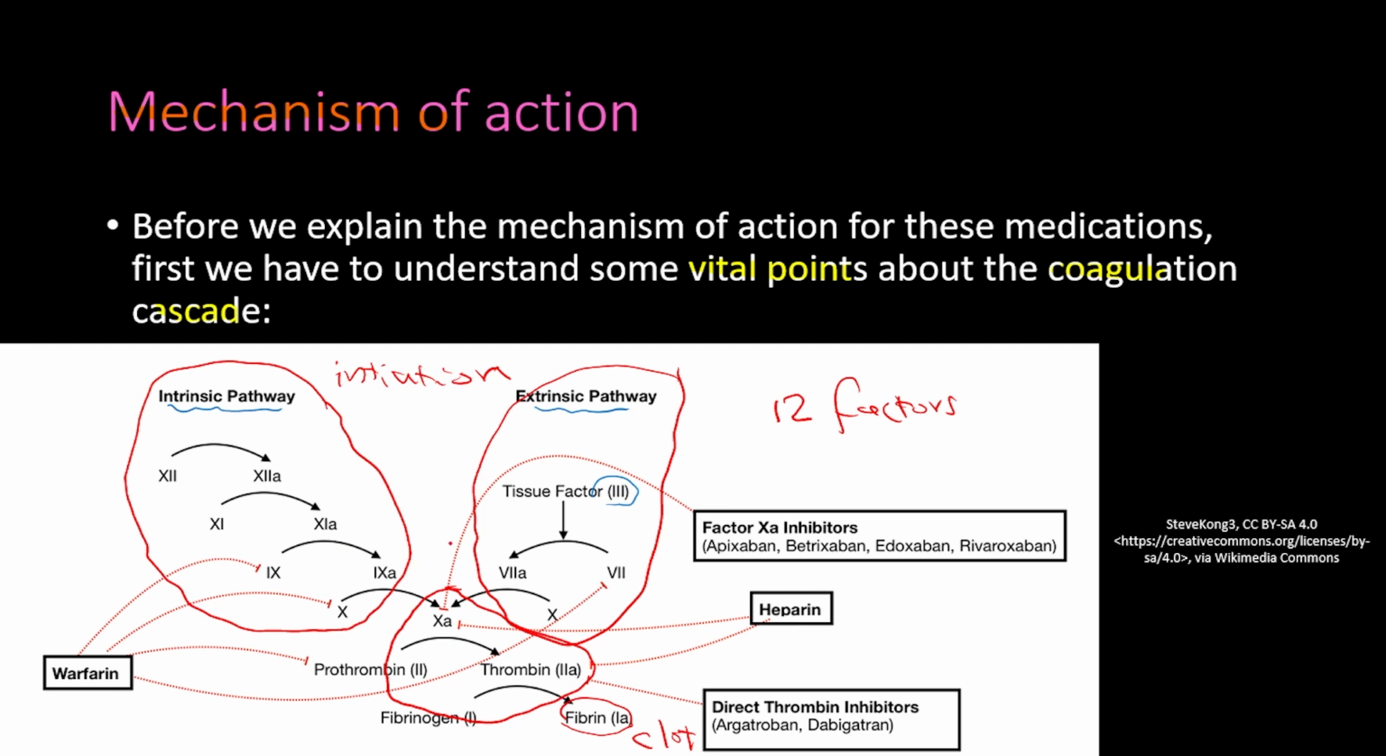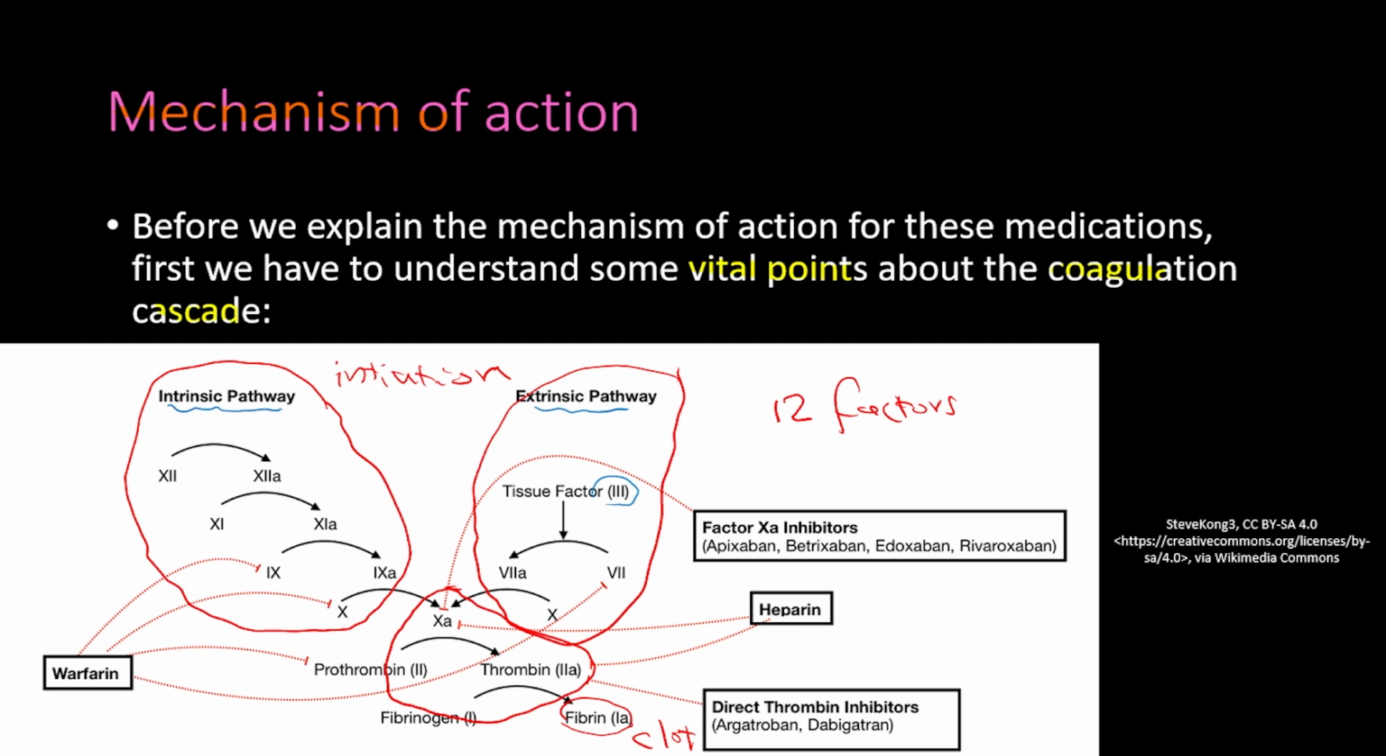Now, inhibition of any of these factors is what we call anticoagulation. So we can inhibit any of these factors to anticoagulate, but it is best to inhibit factor 10 or factor 2 because those factors are involved in the common pathway, meaning that both the extrinsic and intrinsic pathways would lead to them, meaning if we inhibit them, we would inhibit both the intrinsic and the extrinsic pathway.